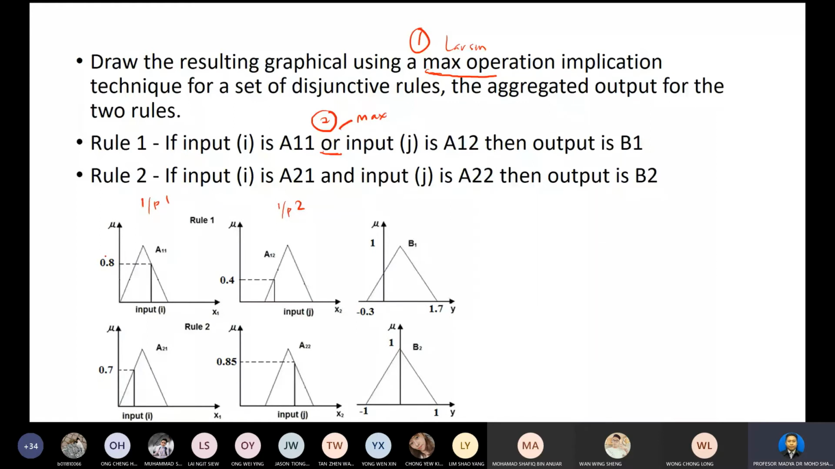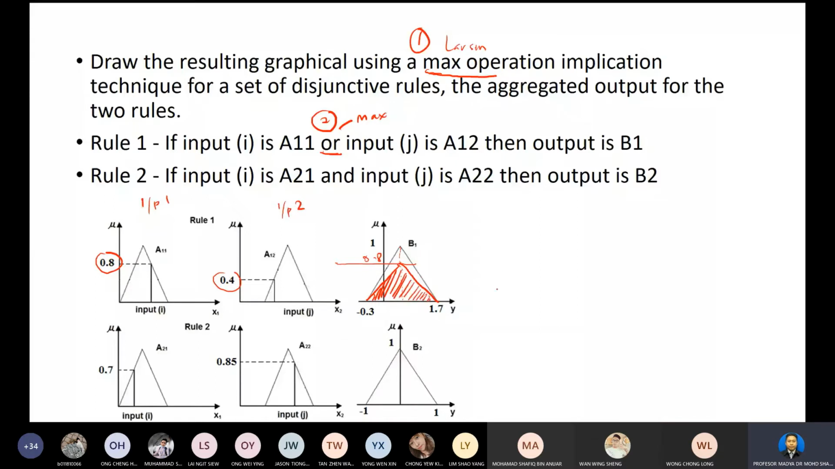So we can compare rule number 1, 0.8 and 0.4. We select the maximum, which means here it will be 0.8. Maybe I can use a ruler. So this one is 0.8, for example. For the Larsen, you have to put on the center. From this set point, you go to the center, from this point 0.7 to this point. The intersection is our output for B1.